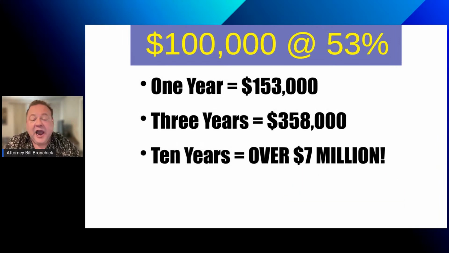Imagine if you had an IRA and you did a deal like this. 100,000 at 53%. After a year, it's 153. After 3 years, it's 358. After 10 years, it's over 7 million. When you earn 53% per annum on your money, you get velocity. And I'm not saying every deal is going to be that good, but I'm just trying to make an example here of how profitable a wrap can be when you work the numbers really, really well.